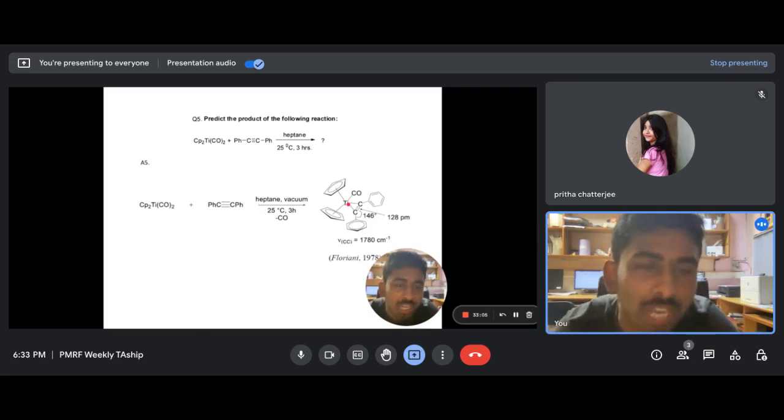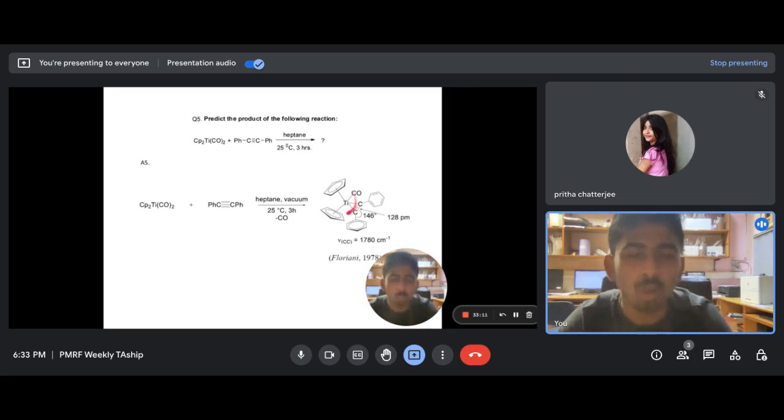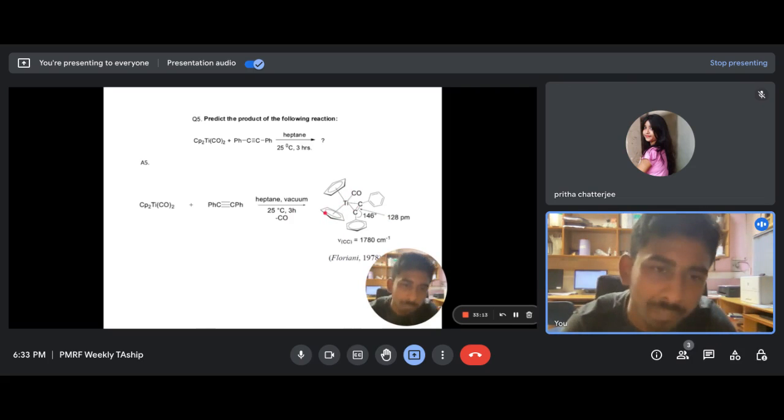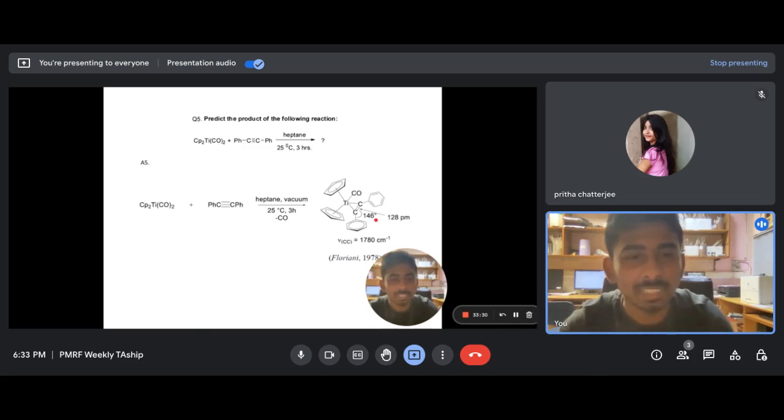So you see this Cp2Ti, diphenyl acetylene is given. There is a Cp2Ti moiety, and one CO has been eliminated. So one CO is remaining here. The diphenyl acetylene moiety is here, and you see the angle between the CC and the C-Ph bond is not even close to 180 degrees. It is nearly 146 degrees. So it is nearly a 34 degree decrement in the bond angle of the CC bond.